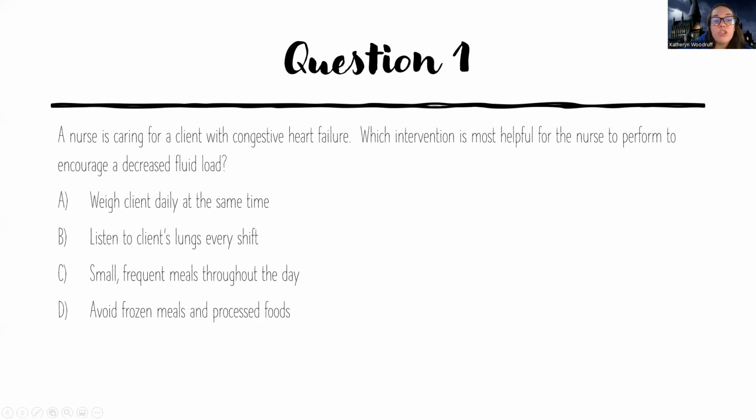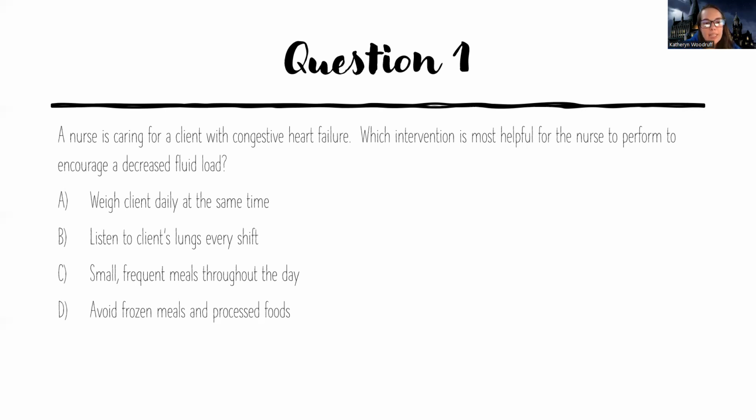So a lot of times students choose this. But I have to think, okay, let's say I do weigh them at the same time every day. Is that actually going to help them to have less fluid? Weighing them at the same time every day is going to help a client with congestive heart failure, but it's not going to change the amount of fluid that they have. It's just going to help me measure or track it. So I don't really like A, because I don't think it's very direct to help me actually decrease it versus just know there's a problem here.